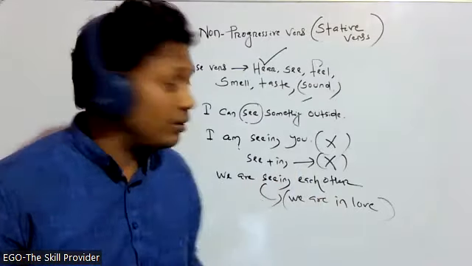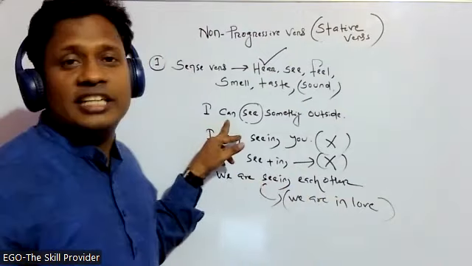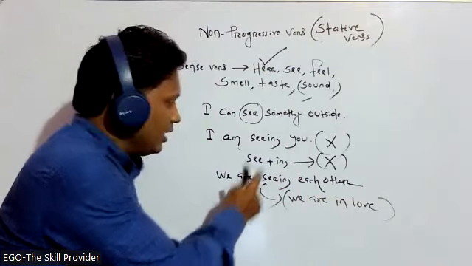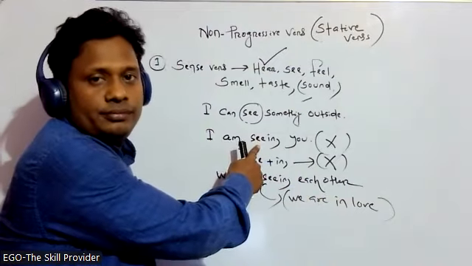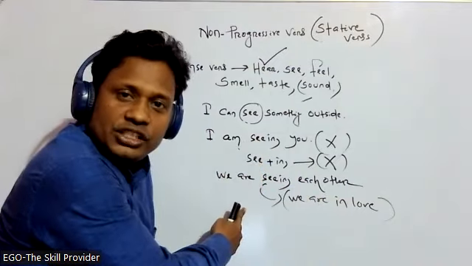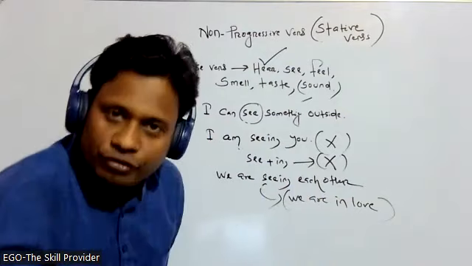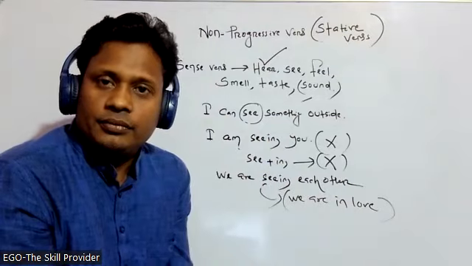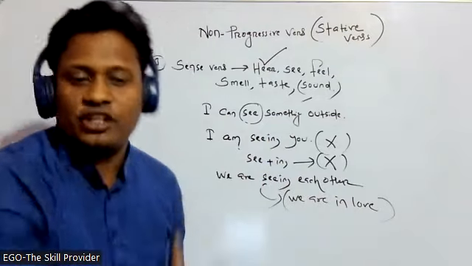That means we are in love with each other. So this meaning and this meaning is entirely different. And this is called American English. This is not British English. In British English, this is wrong. In American English, this is correct. And the meaning is entirely different. We are in love with each other. And this is the craziness of English.